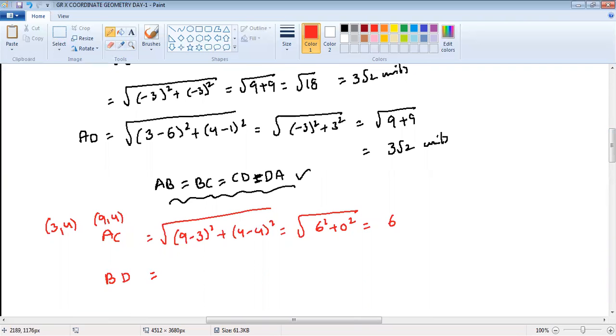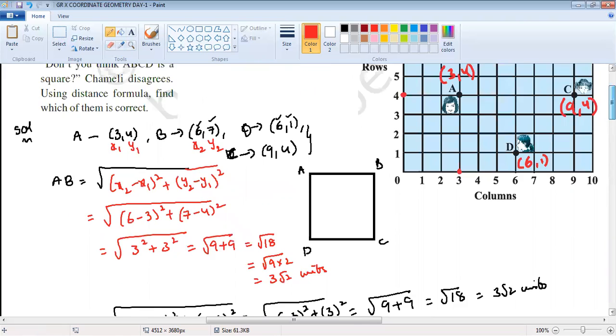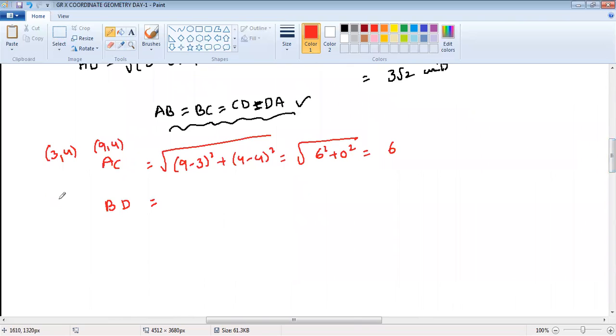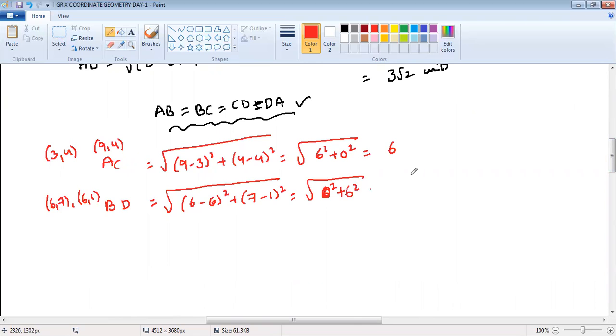Then let us take BD. What is BD here? BD is 6, 7 and 6, 1. Same thing. Apply the concept of that one. 6 minus 6 whole square plus 7 minus 1 whole square. So what we can get is 0 square plus 6 square. They are also 6. These both are equal. So lengths of the diagonals AC is equal to BD.